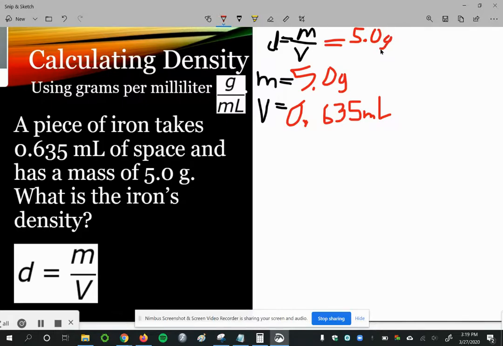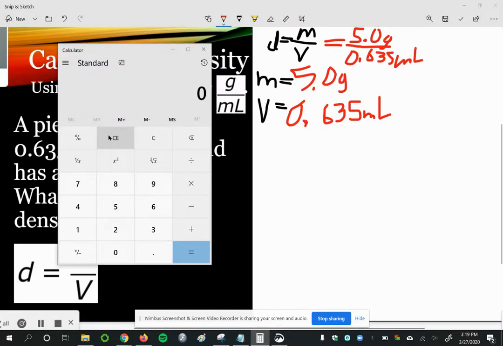grams. I know it's a pain to keep those units in there, especially when you're using this little mouse I'm using, but I encourage you guys to keep the units in there. Helps keep everything straight. Divided by 0.635 milliliters. Okay. And again, we're not going to do long division. We're going to use a calculator.